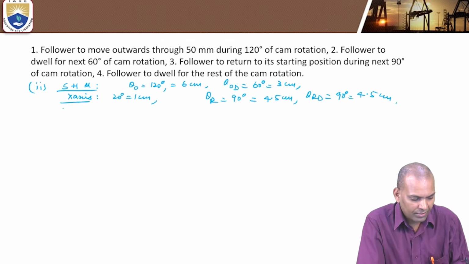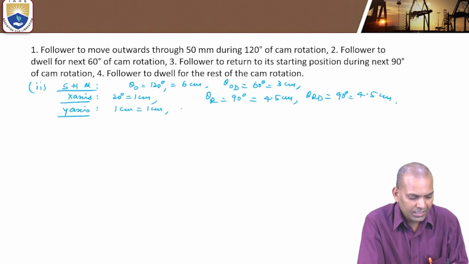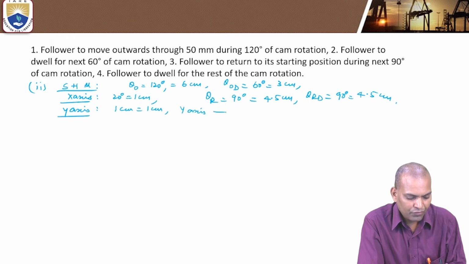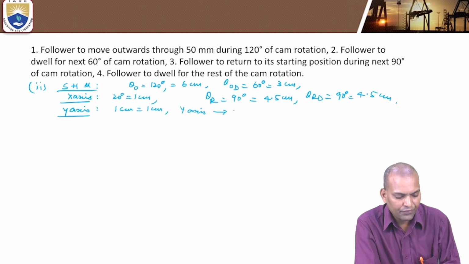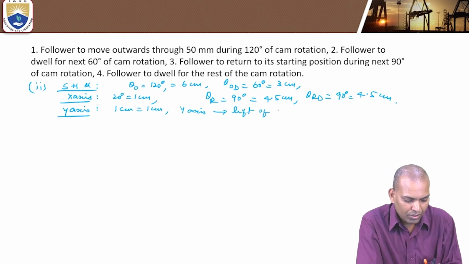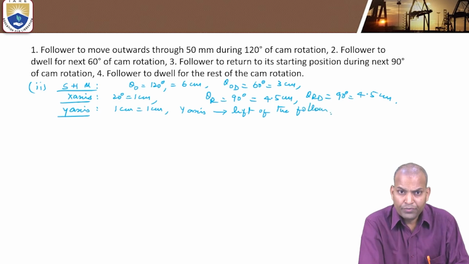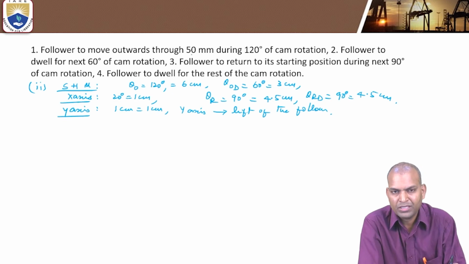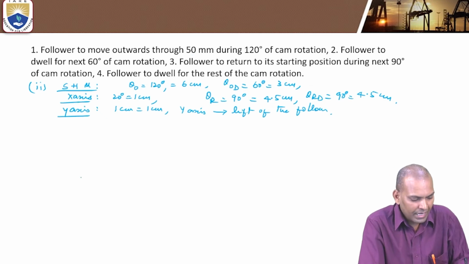Now what about the y scale, the y-axis? On the y-axis we mark the lift of the follower. On the lift of the follower, 1 centimeter equal to 1 centimeter, that is 50 millimeters. That means 5 centimeters equal to 5 centimeters. Draw the x-axis and y-axis.